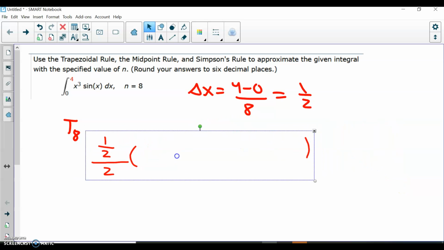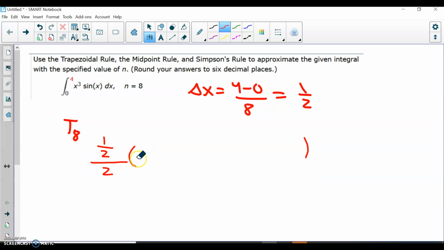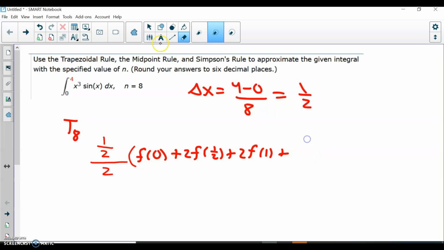There we go. So we've got f of a, which is 0. The trapezoidal rule starts at whatever your a is. And then we're going to go in delta x multiples all the way to 4. But from here on out, we've got to double every y value. So we're going to have 2 f of our next x, which is a half, plus 2 times our next f, which is at 1, plus 2 times our next f, which is at 1.5, or 3/2.